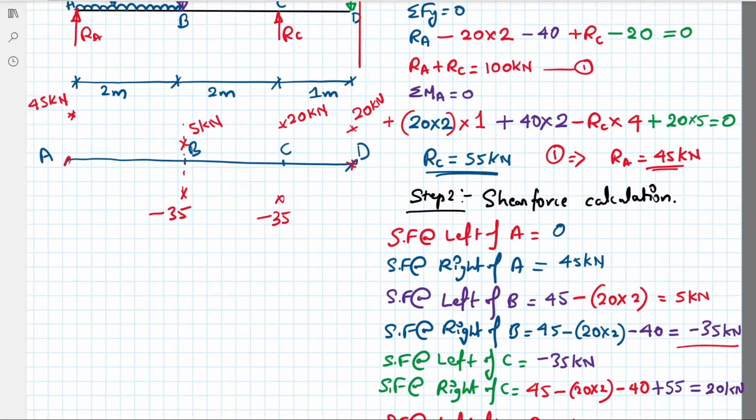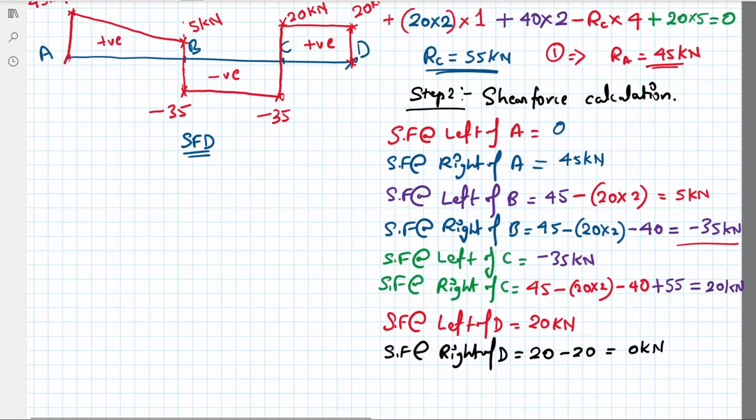So UDL, first I will start from here A, which will reach 45. Since it is UDL, there is a slope in the shear force diagram, which will reach minus 35. Same thing will continue till C, reaction is acting, which will reach 20 kilonewton, then again 20 kilonewton at D, then it will reach 0. So positive value, negative value, then again we have positive value. So that is the shear force diagram for this problem.